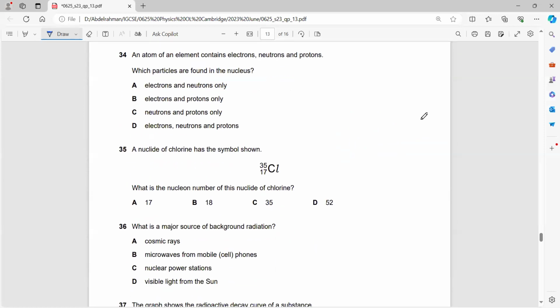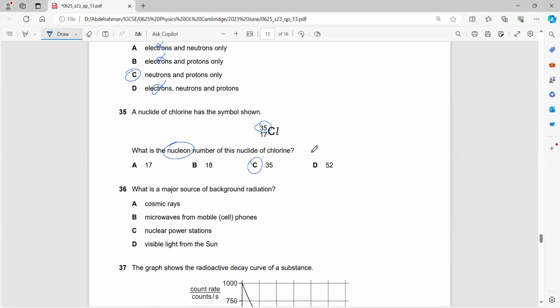An atom of an element contains electrons, neutrons, and protons. Which particles are found inside the nucleus? Quite easy, a piece of cake. Can I find electrons? No. We only find neutrons and protons. What's the nucleon number? That's the number. 36? Why is it 36? It has to be 30. I guess you meant 35. Yes, it is 35.